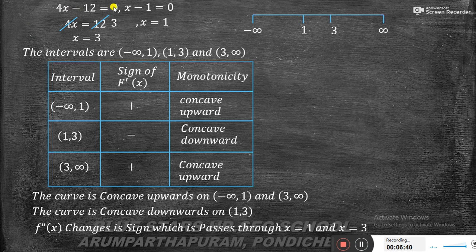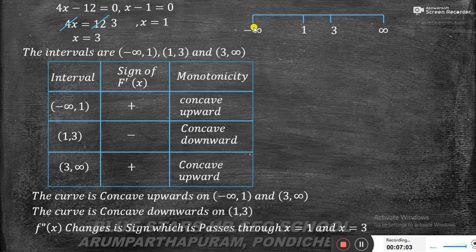Next, there are two factors: one is 4x minus 12 equal to 0, another one is x minus 1. Each factor I take equal to 0, so 4x minus 12 equal to 0 and x minus 1 equal to 0. So 4x equal to 12, so x equal to 12 by 4, which is 3. Next, x equal to 1. These are the x values.